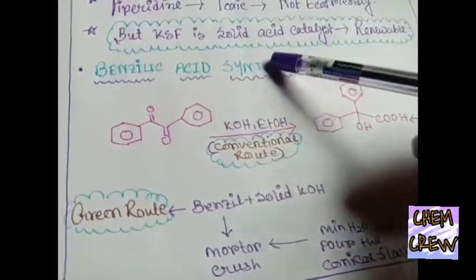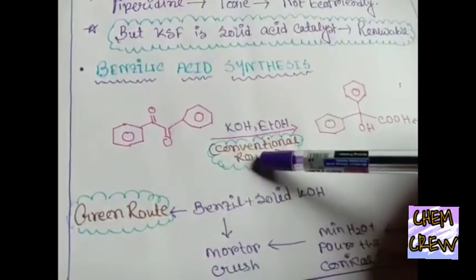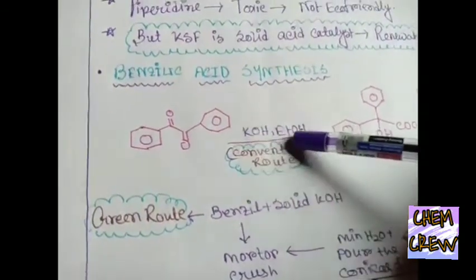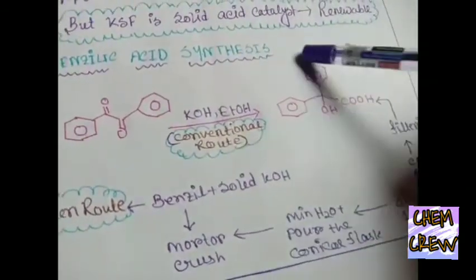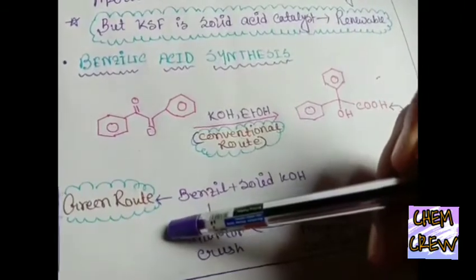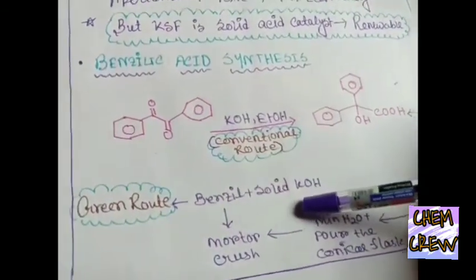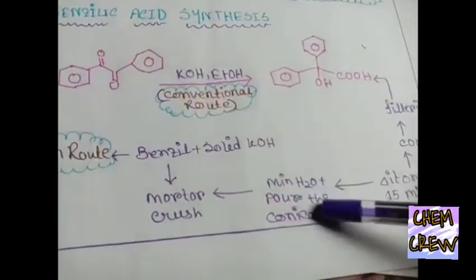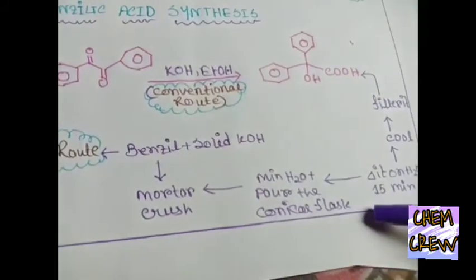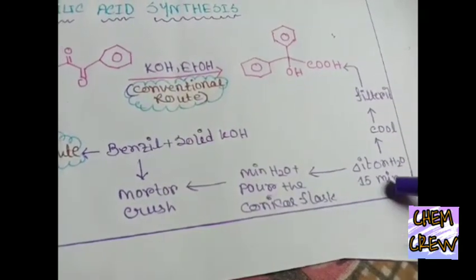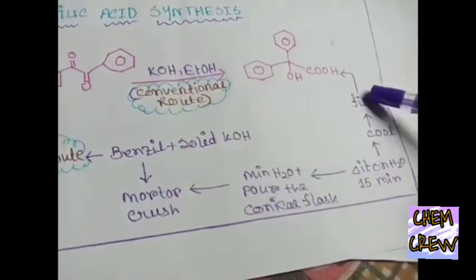Next, benzilic acid synthesis. In the conventional route, this reactant, the starting material, is treated with KOH and EtOH, and we get the product benzilic acid. But in the greener route, benzil is treated with solid KOH, and then this mixture is crushed in a mortar. Then a minimum amount of water is added in a conical flask, and the mixture is heated on a water bath for 15 minutes, then cooled and filtered, and the final product is benzilic acid.